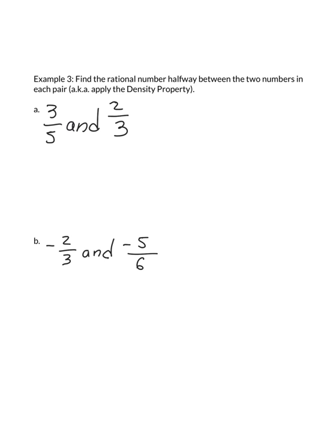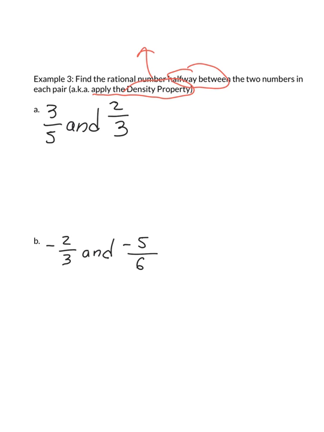Example 3, there are two different ways the homework and the test could potentially word these types of questions. They might say, find the rational number that's halfway between the two numbers in each pair, or they might just simply say what I have in parentheses, AKA, also known as, apply the density property. It means the same thing, regardless of the way they word the directions. So the density property really just means you're going to find the midpoint, the middle point on a number line, and they're giving to you the two endpoints.